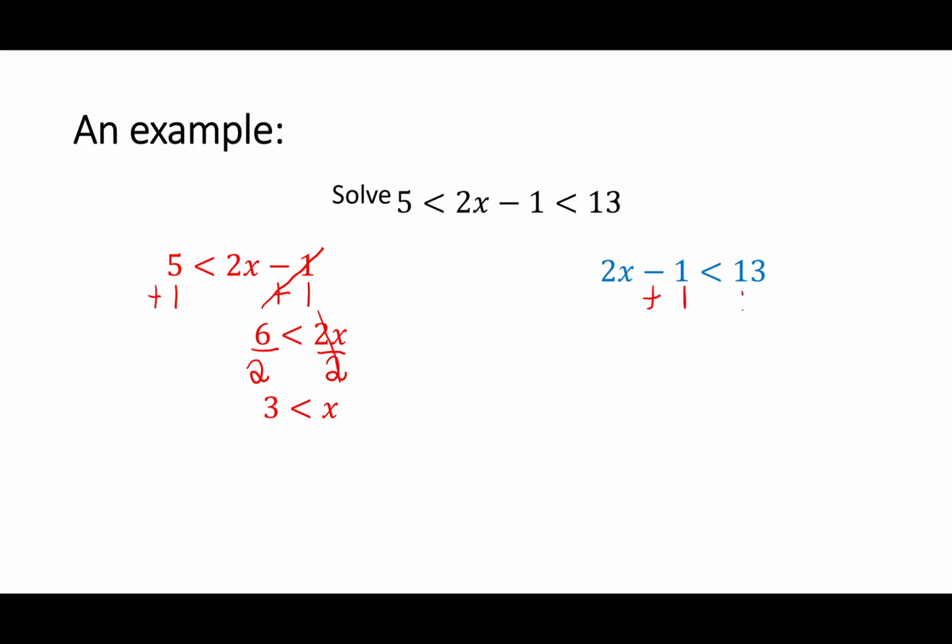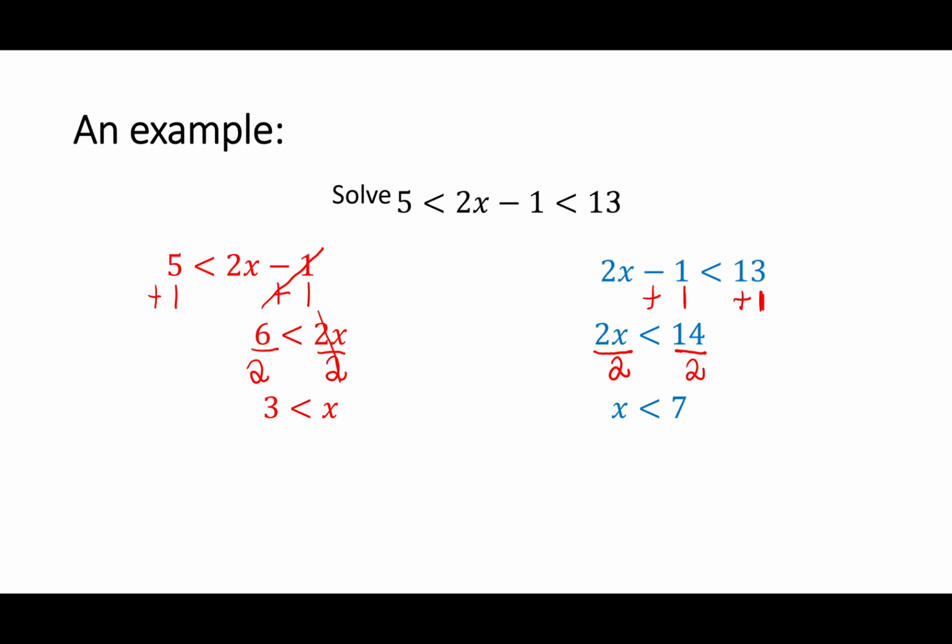I want to move the 1 to the other side. Therefore, I add 1 to both sides of my equation. This gives me 2x is less than 13 plus 1, which gives us 14. I have 2 times x is less than 14, and I want to find the value of x. So I divide both sides by 2. This leaves me with x is less than 7.